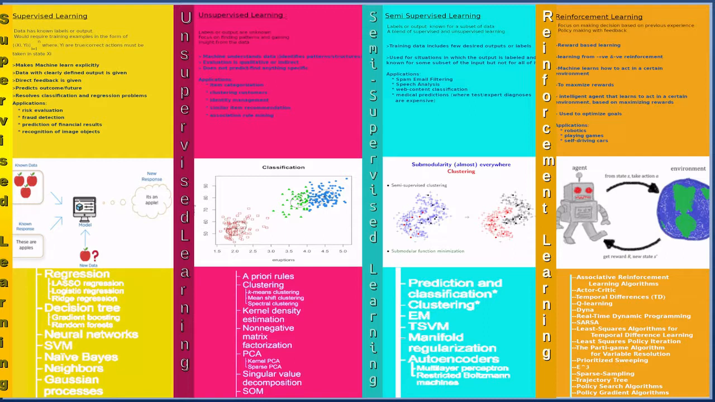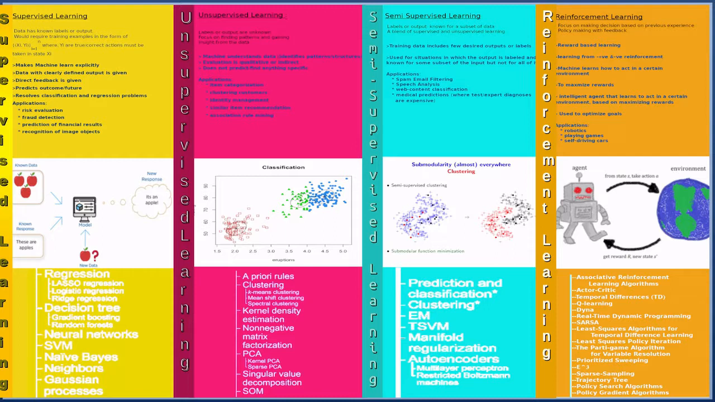Coming to the common and popular algorithms of machine learning. Let's start with supervised machine learning algorithms, namely linear regression, lasso regression, logistic regression, random forest, decision tree, gradient boosting decision tree, neural networks, support vector machines, naive Bayes, k nearest neighbors, Gaussian process.